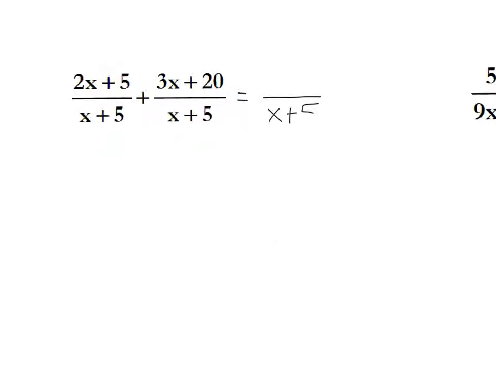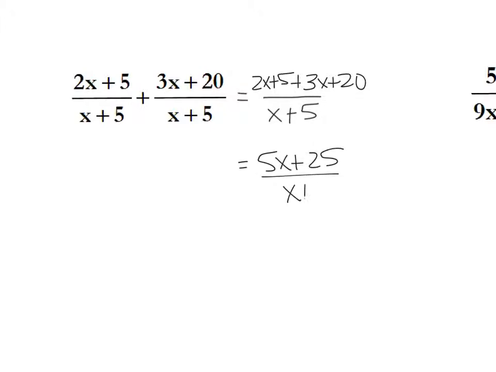We just keep the denominator on the bottom, and then all you have to do is combine everything on the top. You could probably do this without writing it all out, but I'm going to write 2x plus 5 plus 3x plus 20, just to emphasize that you're just combining everything on the top and keeping the denominator. So we end up with 5x plus 25 over x plus 5, because I combined 2x and 3x, and I combined 5 and 20. Again, we're not multiplying here. That's what we did yesterday. This is addition, so we're just adding the terms together.